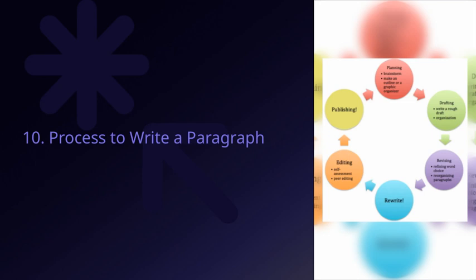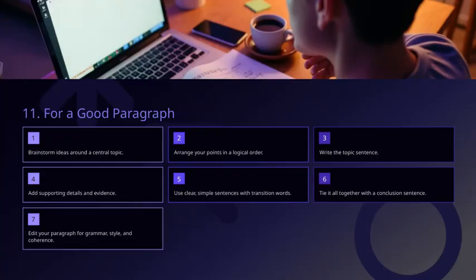Then, make sure your sentences flow logically from one to the next, using transition words if needed to connect ideas smoothly. Finally, conclude the paragraph with a sentence that summarizes or reinforces the main point, tying everything together. Throughout this process, remember that good paragraph writing is about clarity and coherence, which are essential for effective communication. This process ties back to our overall goal of developing strong writing skills that can enhance your ability to share ideas clearly and persuasively. Now, let's talk about what makes a good paragraph.